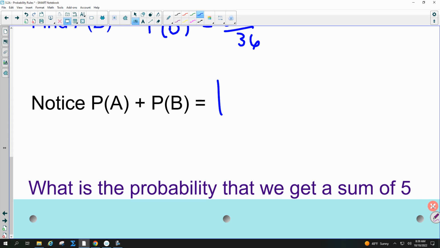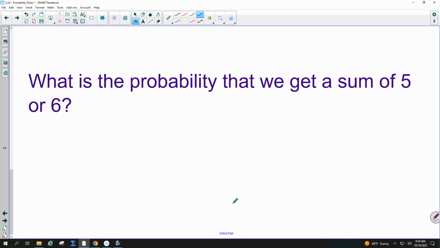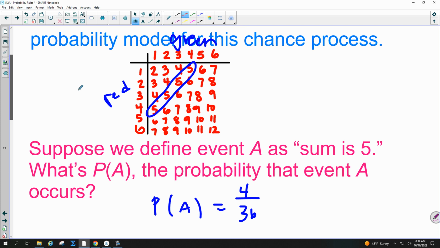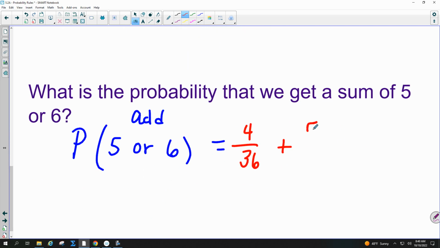Okay. What is the probability that we get a sum of 5 or 6? All right. So if you have the word or, that always means add, okay, in probability. Or means add. So the probability of getting a 5 was 4 out of 36. All right. And we're going to add that to the probability of getting a 6. How many 6s do we have here? Looks like 5 of them. And we get our lovely answer.